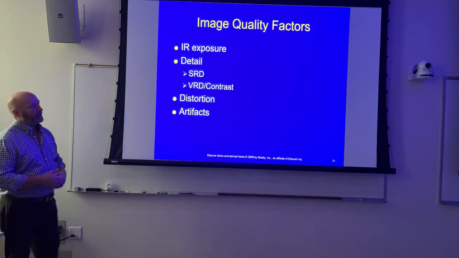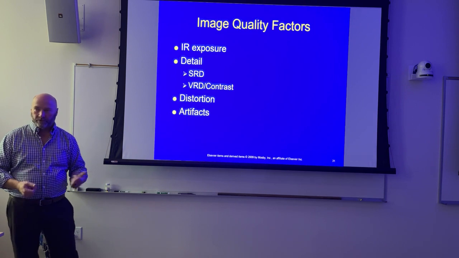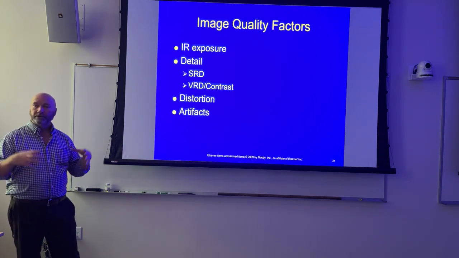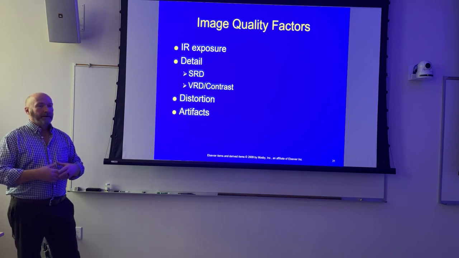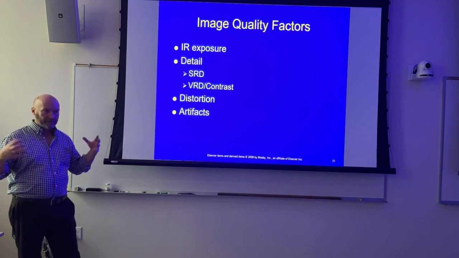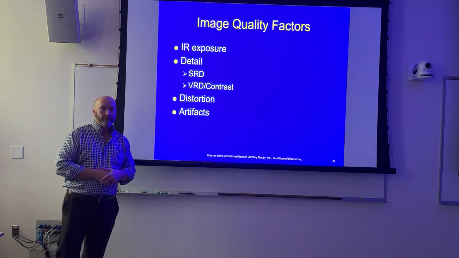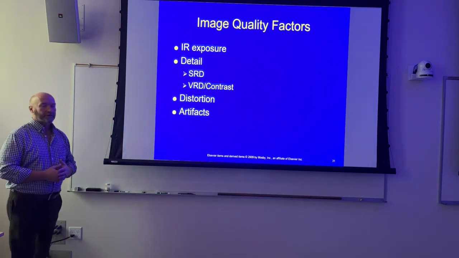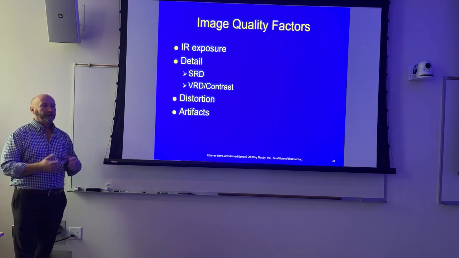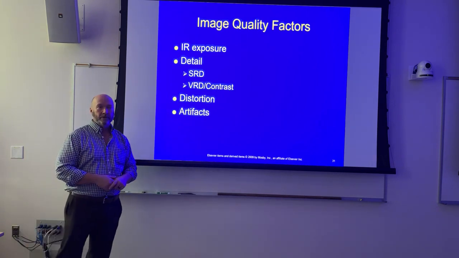So distortion, remember we've got two different types of distortion. We've got size distortion, we've got shape distortion. Size distortion, remember, is equal magnification. It's still distortion, it's just equal magnification all the way across the image. So all anatomy distorts size-wise equally. So how do we overcome that? Size distortion. What controls our size distortion, our magnification?